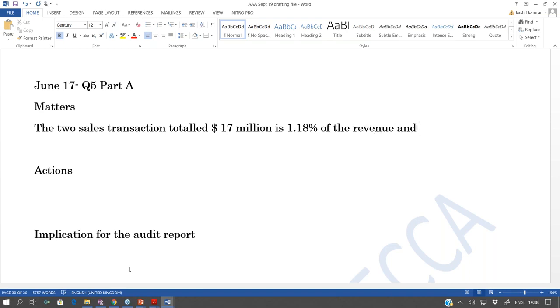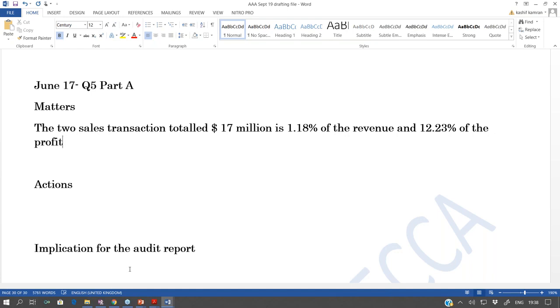and 12.23% of the profit, full stop. Thus, the two sales transactions are material to the financial statements. In a question on reporting, you need to find materiality on all the factors given. In this question, the factors were revenue and profit, but the factors can also include total assets.